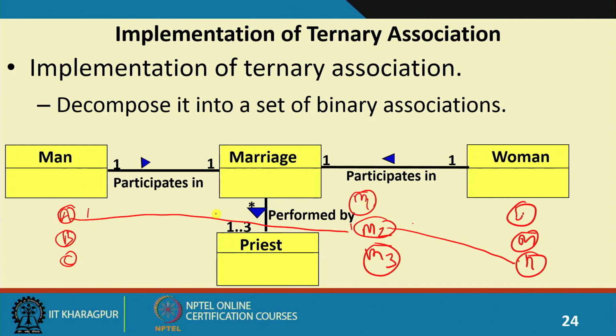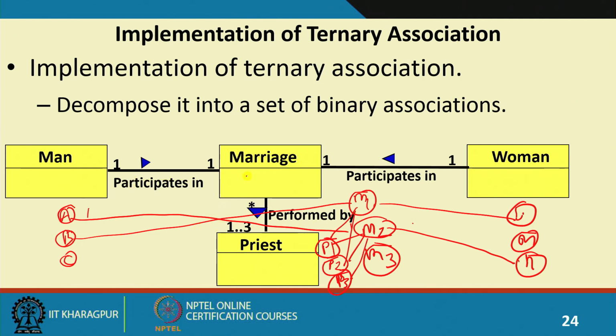The M1 marriage object is between, let us say, B and L, and then let us say there are 3 priests, P1, P2, P3 are the objects, and we will have links established between marriage and the priest. Maybe 2 priests married B and L, so there will be links to 2 priests here. So that will be the object diagram for this, and we know that we can implement this easily.